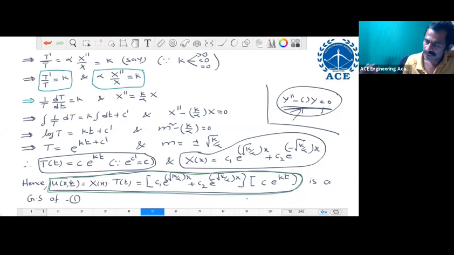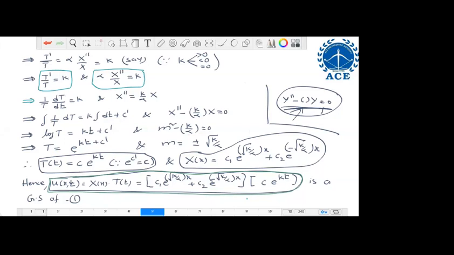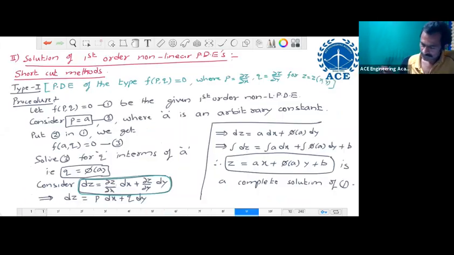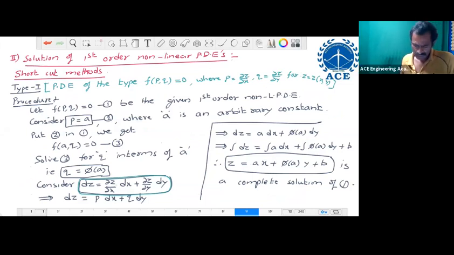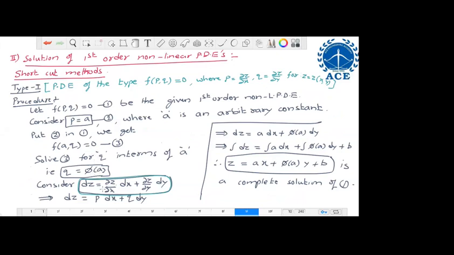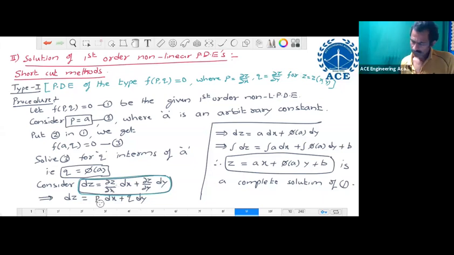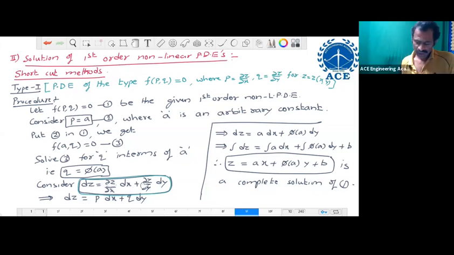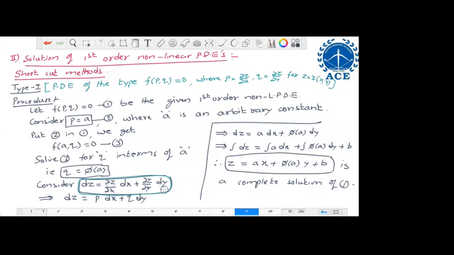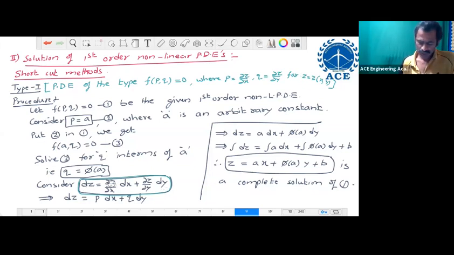Next. Hello? Hello, sir. Sir, 9F, sir. Sir, here, how is dz equal to a dx plus phi of a dy? Which one? Here, dz equal to a dx plus phi of a dy. Side you wrote, no, sir: dz equal to dou z by dou x dx plus dou z by dou y dy, right? Side another point you wrote, no, sir. Yes, sir, that formula only. Or this one, dz equal to p dx plus q dy.